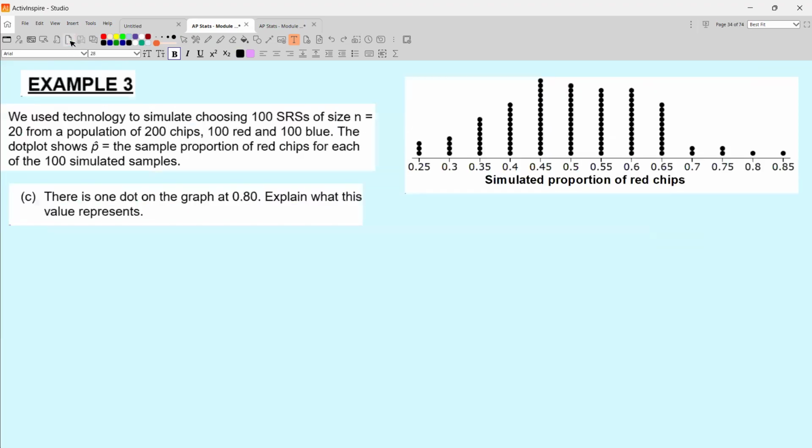So what we want to do is put together a bunch of samples. In this case, we're going to have 100 simple random samples of size 20 from a population of 200 chips, 100 of them being red and 100 of them being blue. The dot plot here shows p hat, the sample proportion of red chips for each of the 100 simulated samples. And letter C, there is one dot on the graph at 0.80. Explain what this value represents.